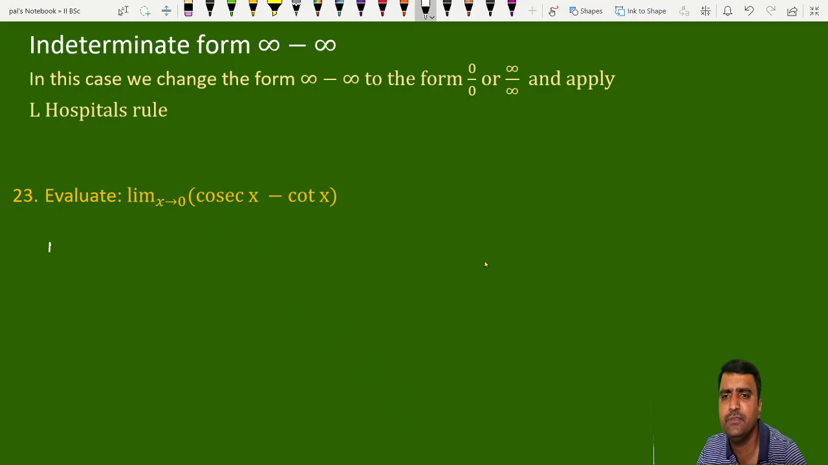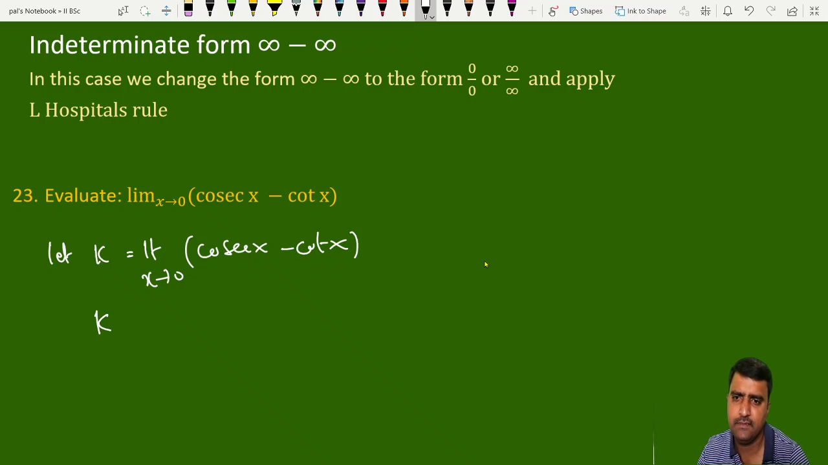Yes, one example of infinity minus infinity form is given here. Limit x tends to 0 of cosecant x minus cot x. So that is k is equal to, apply the limit, cosecant 0 minus cot 0. As all of you know, cosecant 0 is infinity, cot 0 is also infinity. It is infinity minus infinity form, which is indeterminate.